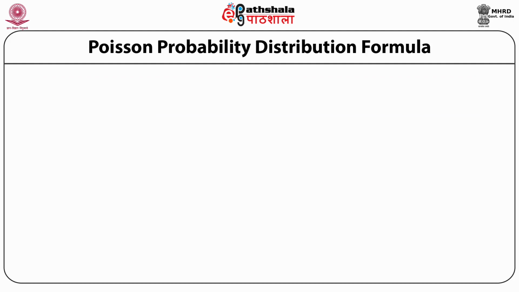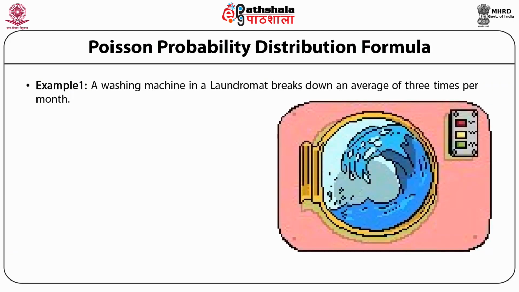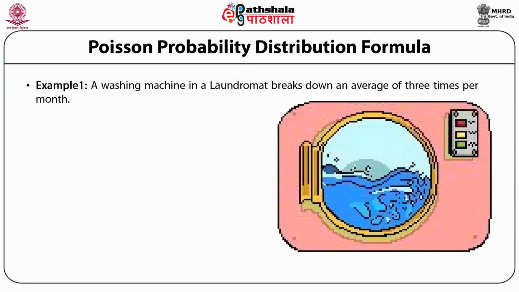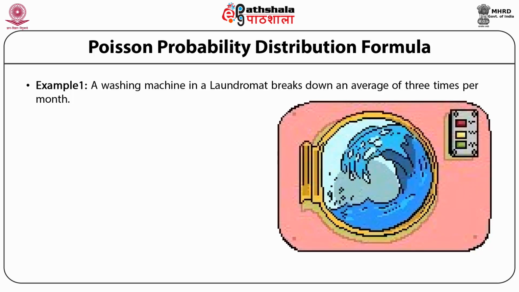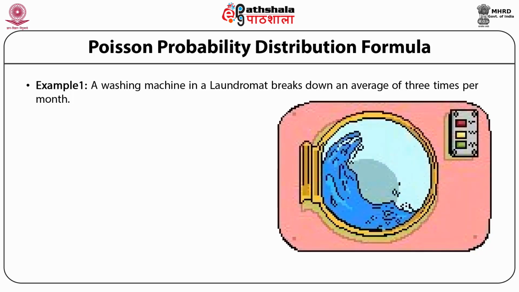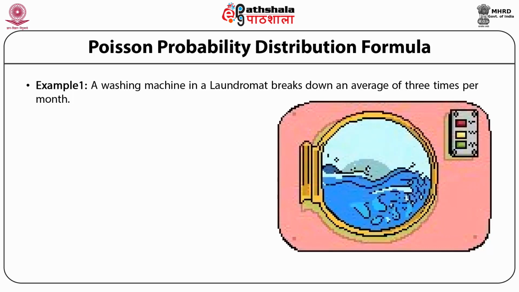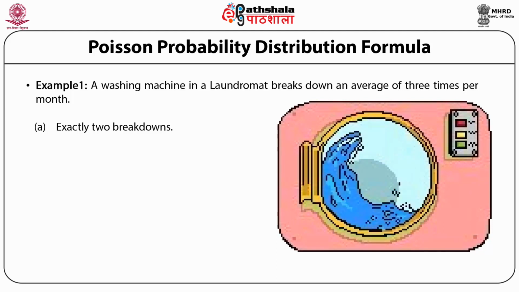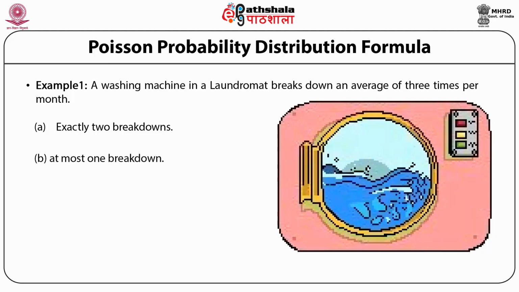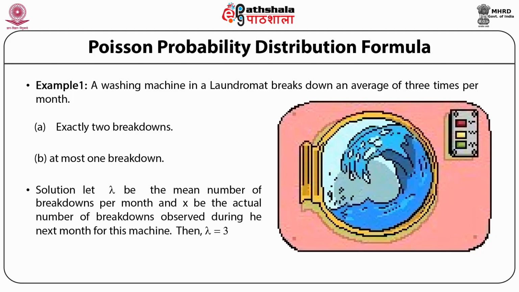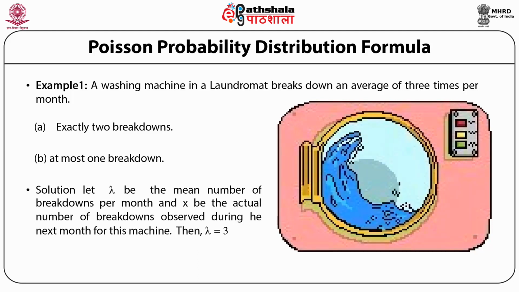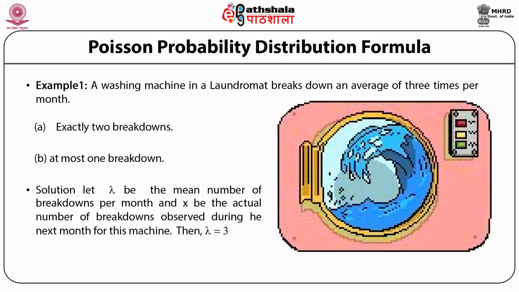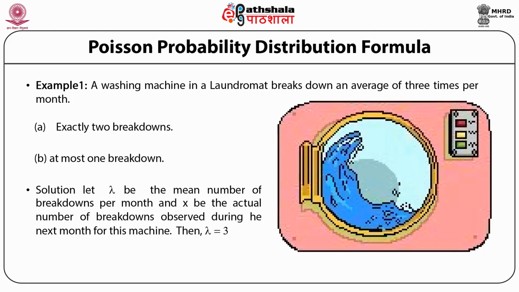Let us take one example. A washing machine in a laundromat breaks down an average of 3 times per month. Using the Poisson probability distribution formula, find the probability that during the next month this machine will have exactly 2 breakdowns, and at the most 1 breakdown. Solution: let lambda be the mean number of breakdowns per month and x be the total number of breakdowns observed during the next month for this machine.